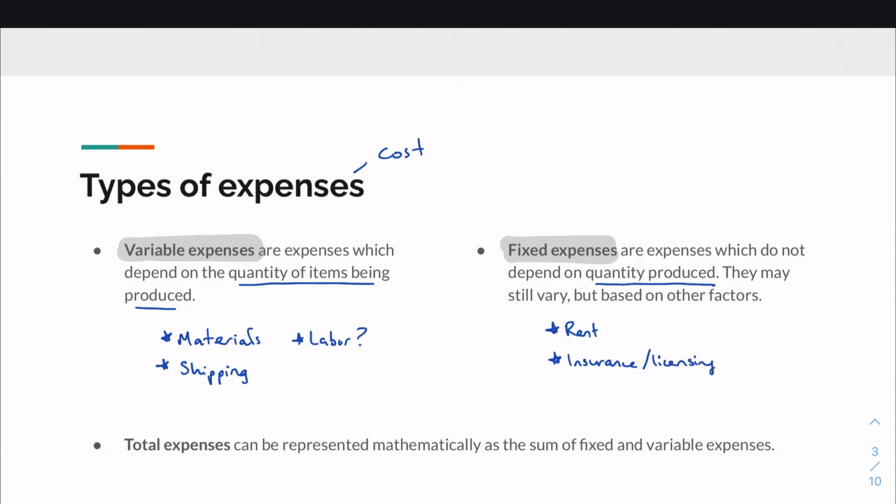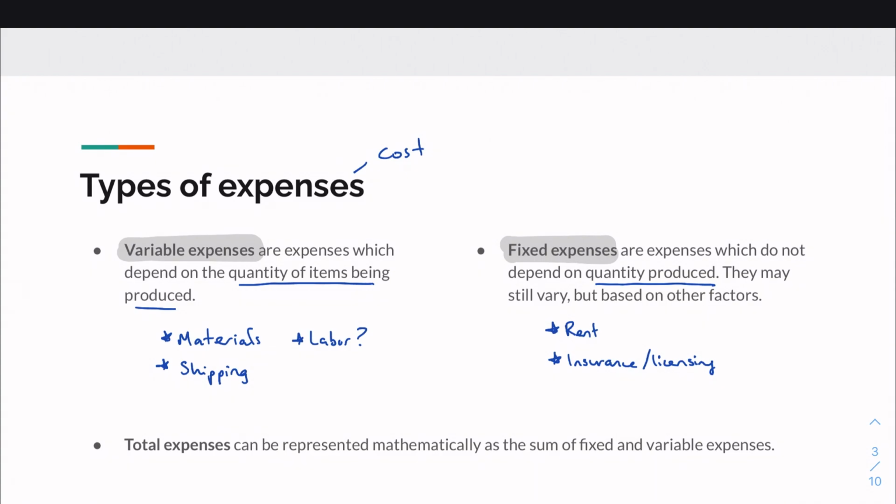I'm actually going to have you guys come up with some on your own in class. They may still vary. Rent is going to vary based on the size of your space, but it doesn't vary based on the quantity produced. I can't say that the more I produce, the more rent I have directly. That's not really how that's going to work.